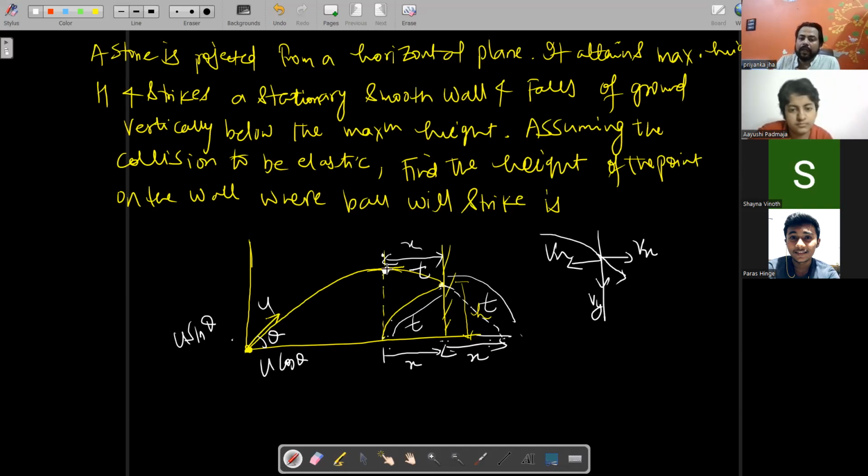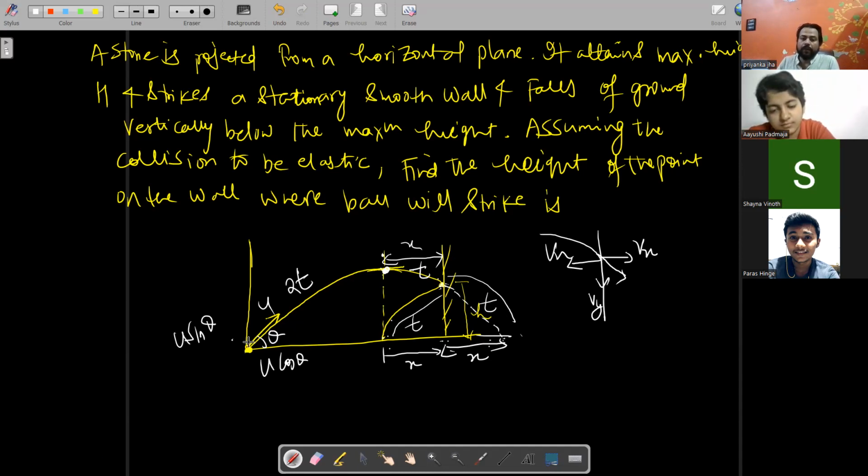Okay, now see, this is the maximum height. You know that this time is t and this time is t. So time of ascent is 2t, and definitely time of descent is also 2t, because there is no external work. We are neglecting the air friction, right? Now you can calculate very easily.